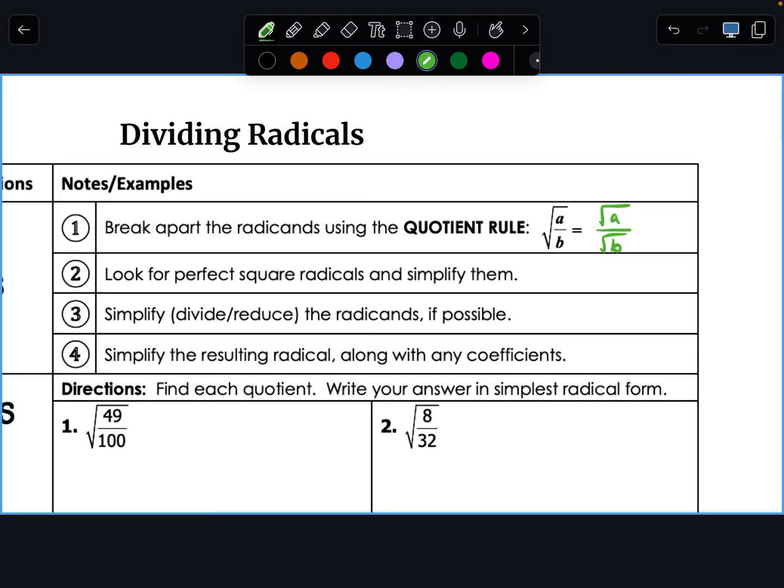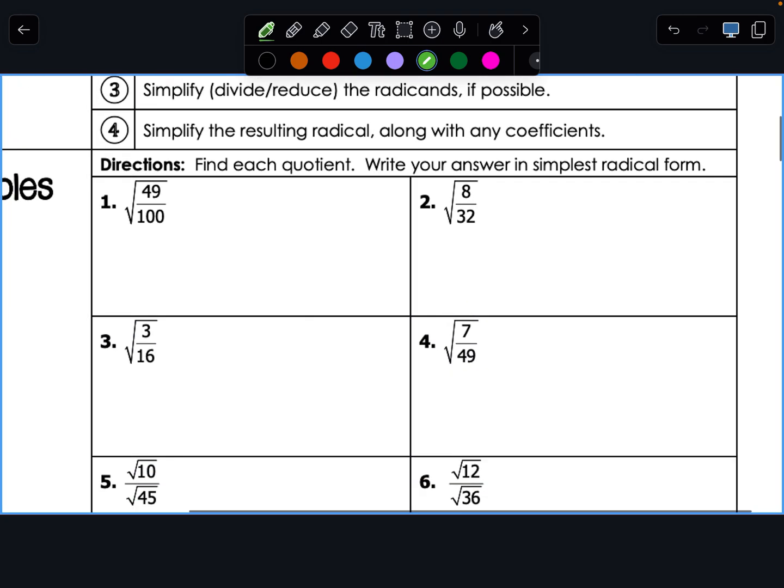Okay, so a few steps with this. First, we're going to use the quotient rule to break apart a fraction if we see it. Sometimes it will already be split up like this, sometimes not. Then we're going to simplify our radicals. Then we're going to divide off anything that's the same on the top and bottom. And then we're going to simplify that result. So let's go ahead and start looking at number 1.